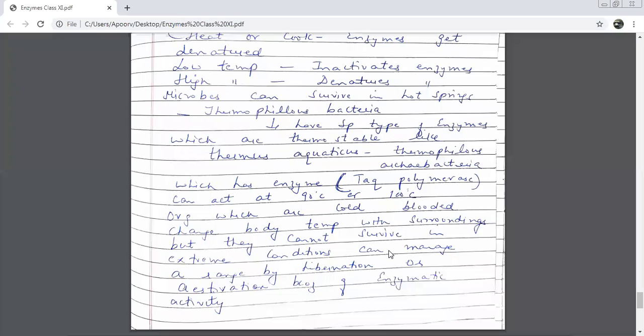We'll continue tomorrow with the second factor, that is pH, and how it influences the enzyme activity.